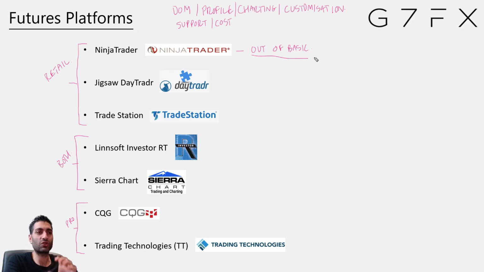NinjaTrader has a lot of third-party companies that provide bolt-ons. So for example, and this is kind of a downside I found when I was first in the futures space, looking around at platforms, I tried NinjaTrader for a little while, especially when I became an independent professional trader. It was kind of, sorry, I put out of basic there, I should have put out of the box. That's what I should say. Sorry about that. Out of the box.